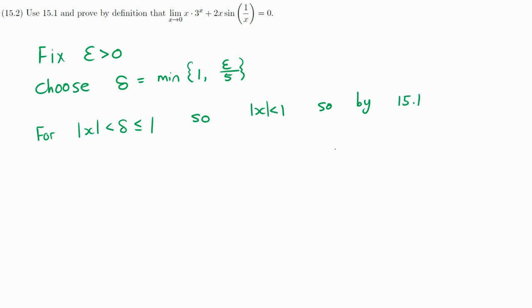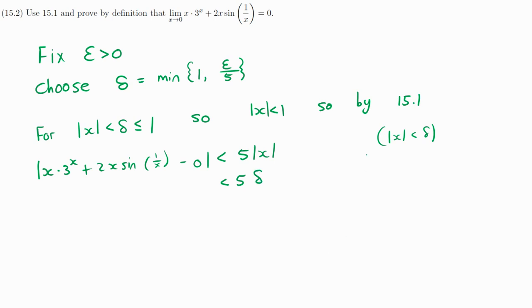So by the previous one, 15.1, we can literally say that this inside function, x sine of 1 over x minus 0, is less than 5x. We know this. But we also know that this x is less than delta. So we can actually replace this x with a delta. And we also know that delta is less than or equal to epsilon over 5 from this statement. So we can actually replace this delta with epsilon over 5. And we know now that this is just an epsilon. And this is true for all epsilon greater than 0.